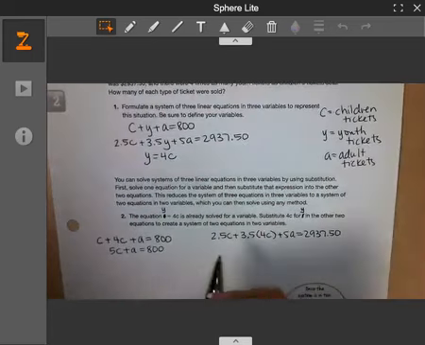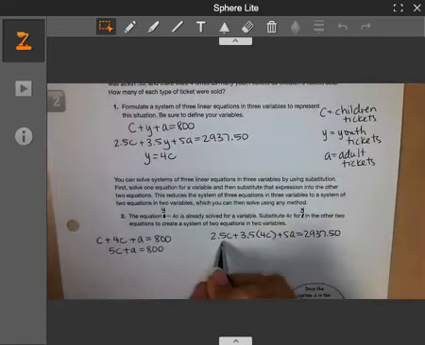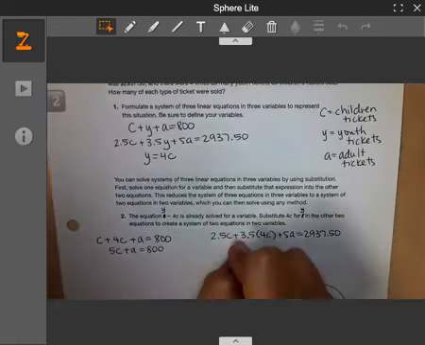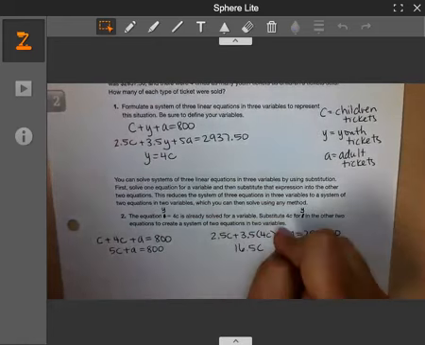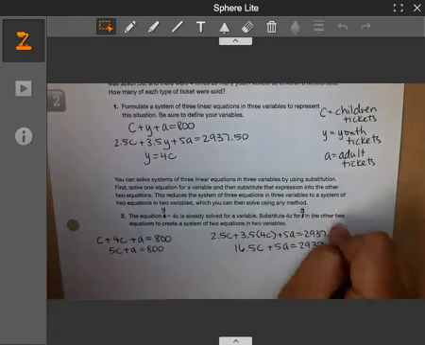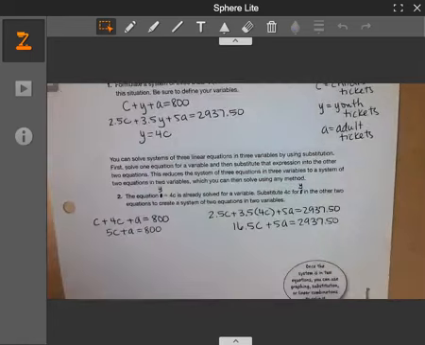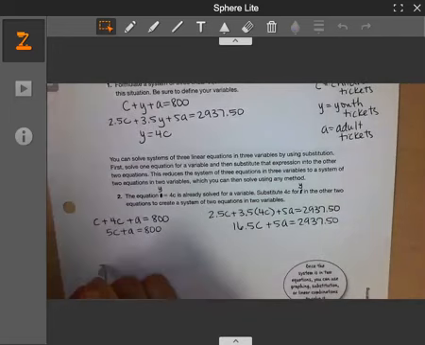So we've got a 2.5C plus 3.5 times 4C. That gives us 16.5C plus 5A is equal to 2937.50. We have gotten rid of the Y with both of those. So I'm going to go ahead and rewrite them here so you can see we now have a two-variable system.